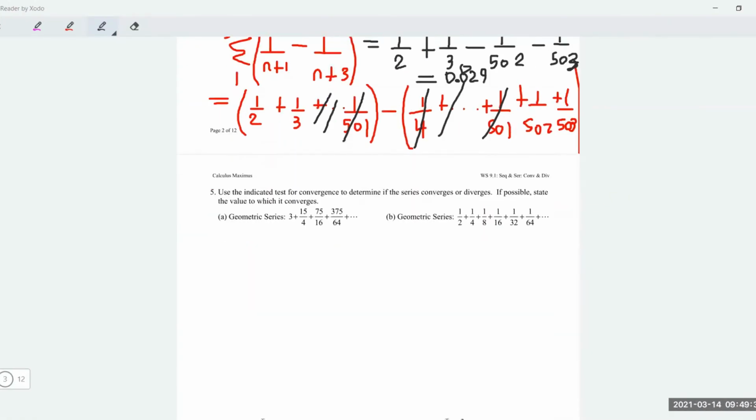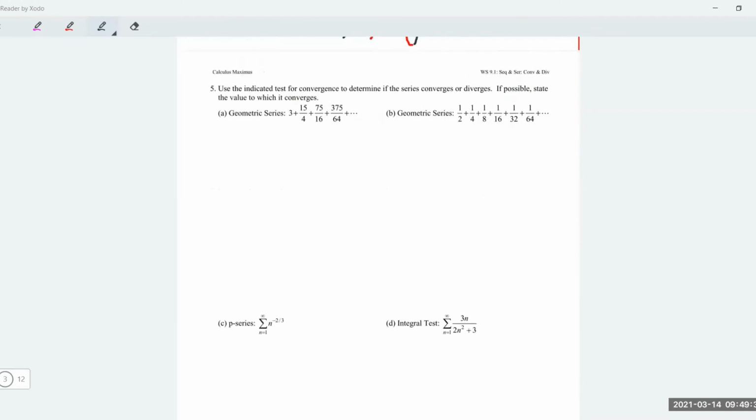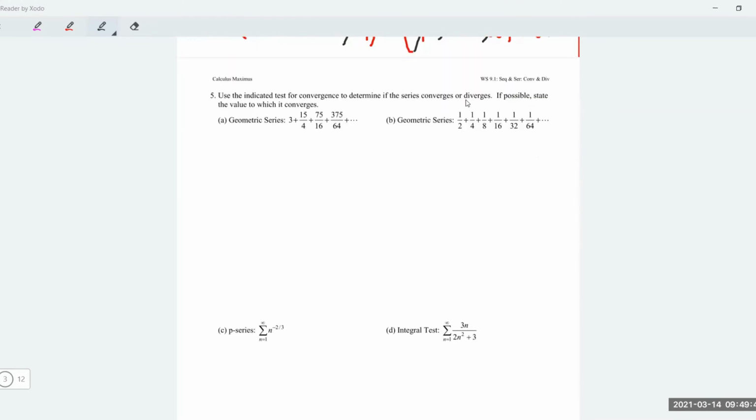Now this says use the indicated test for convergence to determine if the series converges or diverges. If possible, state the value to which it converges. And it wants us to use the convergence test. You have to use what they tell you. In CAPE, they won't tell you what to use, but this one says using the convergence test.